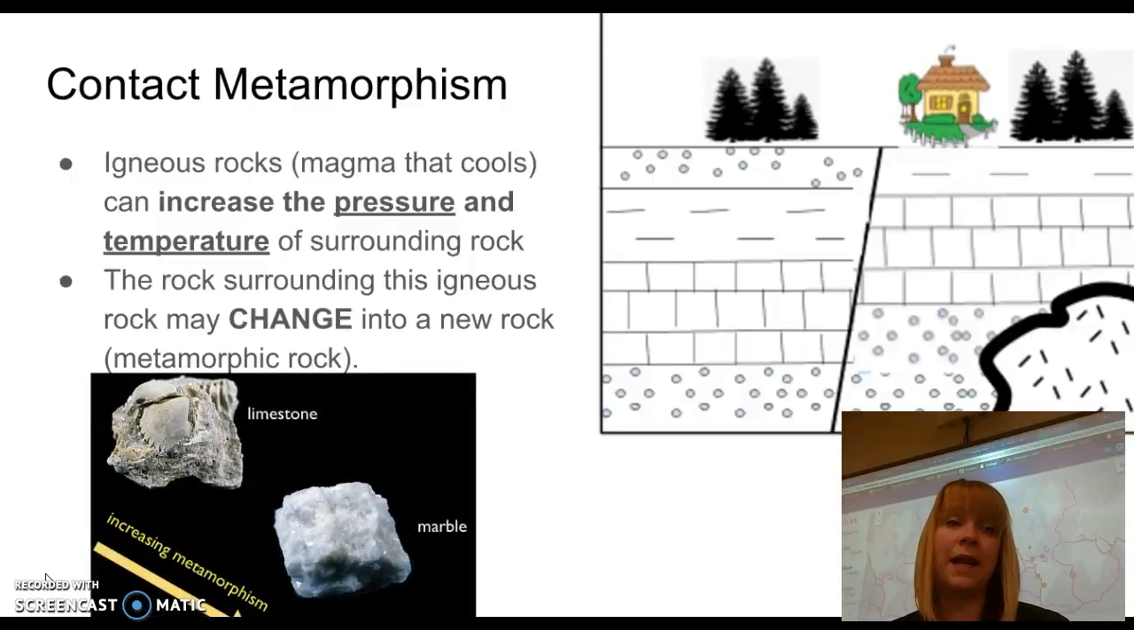One example of an igneous rock changing the surrounding rocks could be this contact metamorphism of limestone. The limestone could change into marble. So you could have a new rock, which is kind of cool to look at as well. The limestone changing to marble would be an example of contact metamorphism.